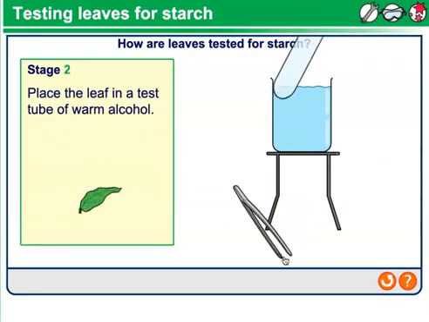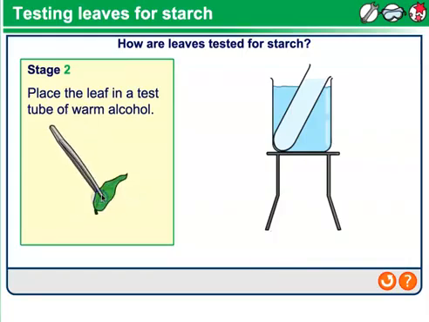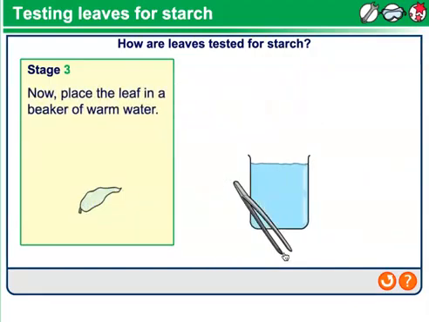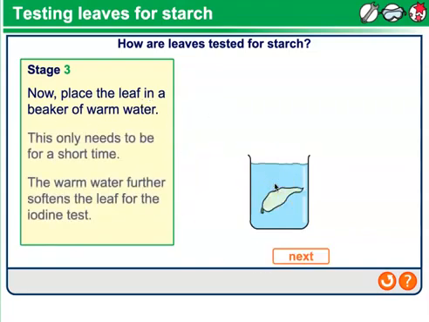Stage 2. Place the leaf in a test tube of warm alcohol. The alcohol extracts the chlorophyll from the leaf. This makes it easier to see color changes during the iodine test. Stage 3. Now place the leaf in a beaker of warm water. This only needs to be for a short time. The warm water further softens the leaf for the iodine test.